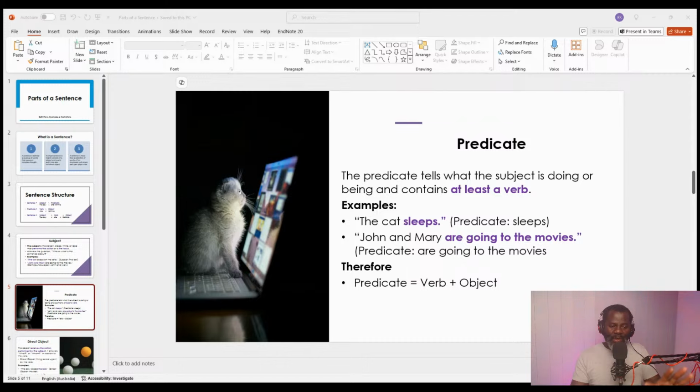Remember, this what should be differentiated from the one we said about the subject, because we said that the subject answers the question what the sentence is focused on, but this is what in relation to the verb, as in what is the subject doing.